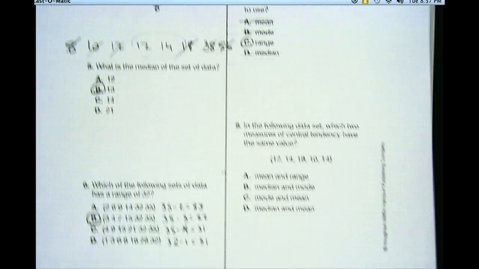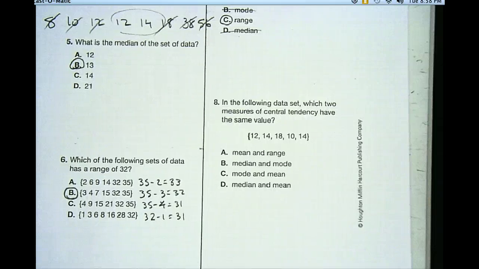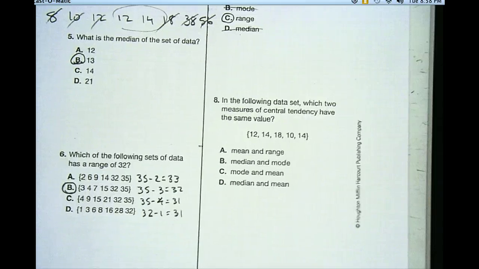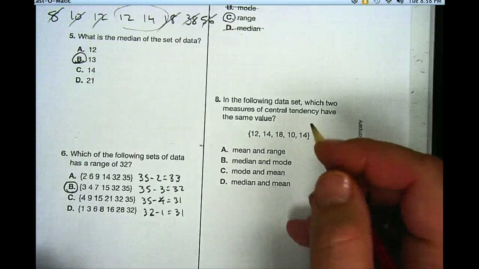Okay? I have one more problem, number 8 in this data set. And number 8 says this. In the following data set, which two measures of central tendency have the same value? Now, measures of central tendency are like mean, median, mode, and range. Okay? So I want to see which two measures of central tendency have the same value. So let's find, first of all, the median.